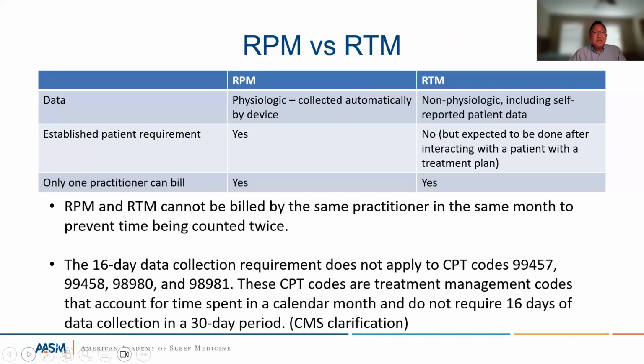So I just want to highlight the difference between RPM and RTM, because I know I've gotten a lot of questions about, what is the difference? What's the best code set to use? So I think this is just a high-level comparison of RPM versus RTM.